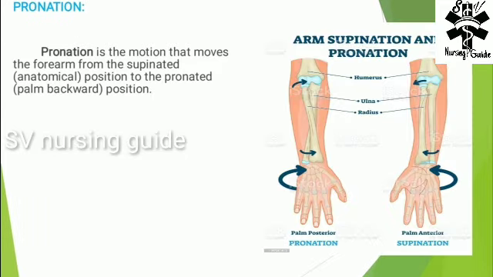Pronation. Pronation is the motion that moves the forearm from the supinated position to the pronated position. That is from the anatomical position to the palm in the backward position. That is called pronation. You see in this picture, palm posterior. Simply, palm posterior is called pronation.